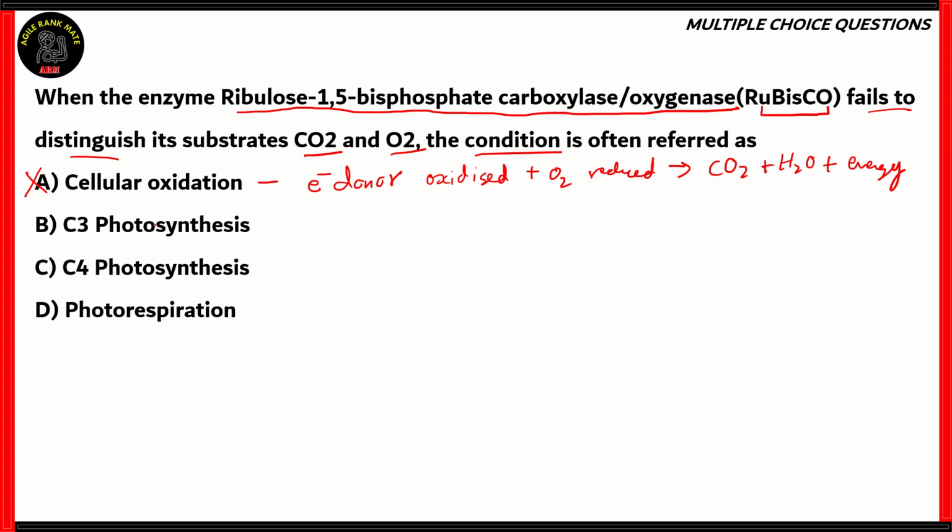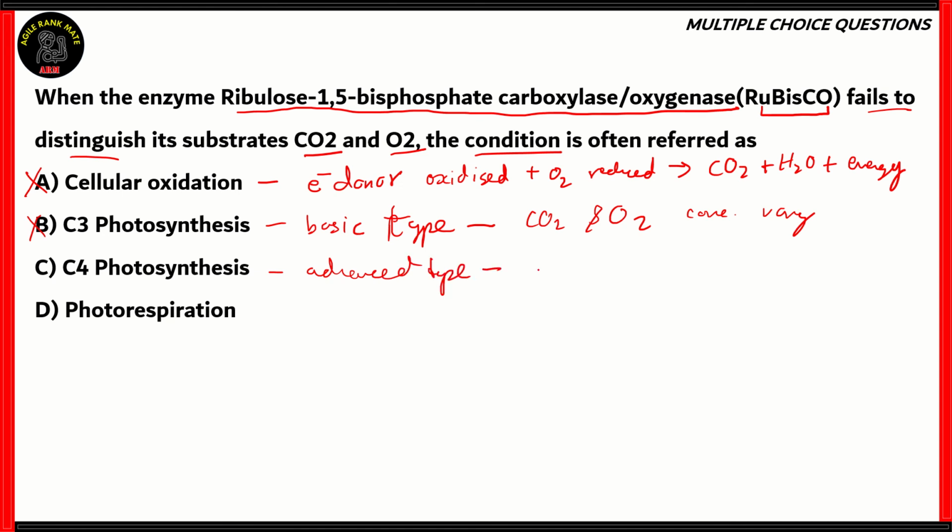Option B is C3 photosynthesis. This is the basic type of photosynthesis where CO2 and O2 concentrations vary. So sometimes CO2 is concentrated, sometimes O2 is concentrated. Option C, C4 photosynthesis. This is the advanced type, and this is where CO2 concentration is more all the time. C4 photosynthesis is structured in such a way that there's more CO2 than O2 at all times.